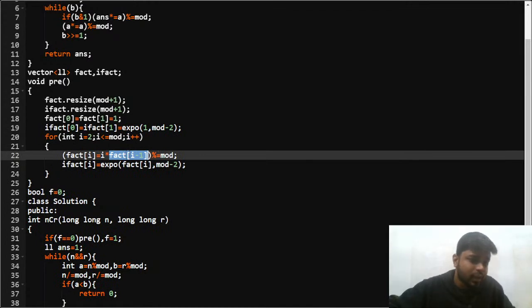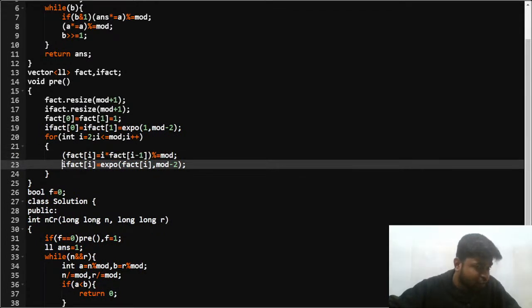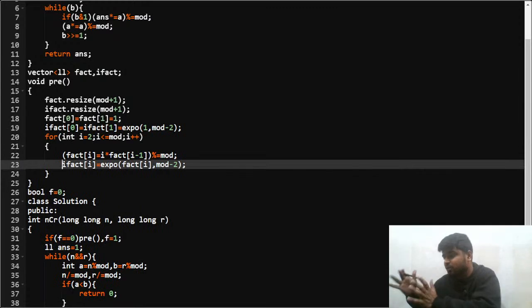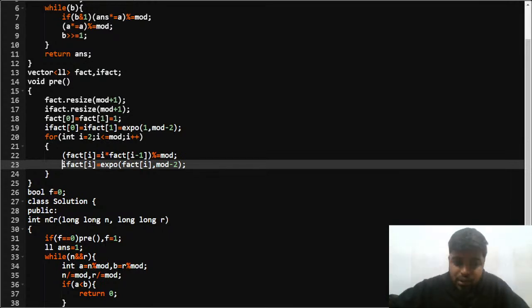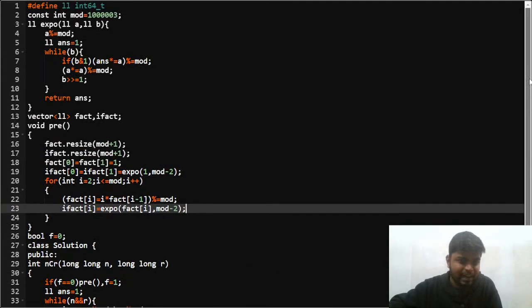And taking the mod. And what is the inverse factorial for that particular function? I'll also calculate the inverse factorial beforehand, so that I do not take much time. I only have to put the values whatever has been asked. So inverse factorial of I is nothing but factorial of I to the power mod minus 2, as I told you, it's nothing but the same. Now that much part is clear, right?